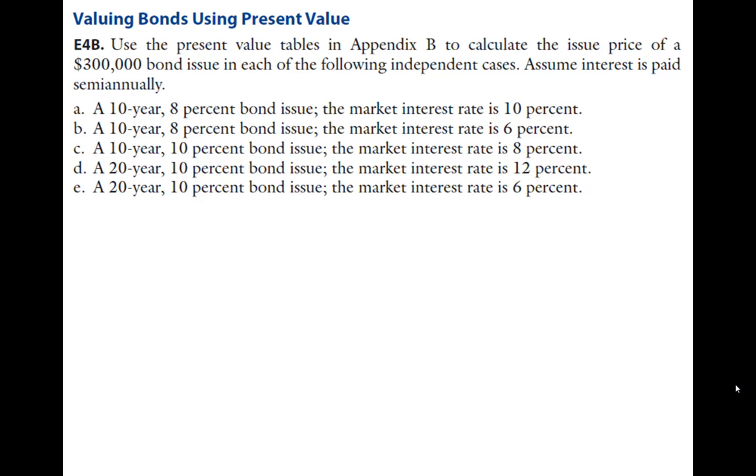In this example, we're going to use the present value tables in the back of your book, Appendix B, to calculate the issue price of a $300,000 bond issue for each of the following independent cases. And we are to assume that interest is paid semi-annually, which means twice a year. So in the first example, we're looking at a 10-year 8% bond issue, and the market interest rate is 10%.